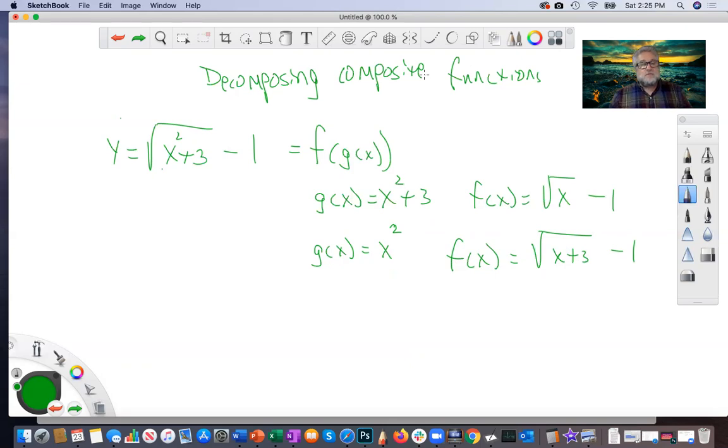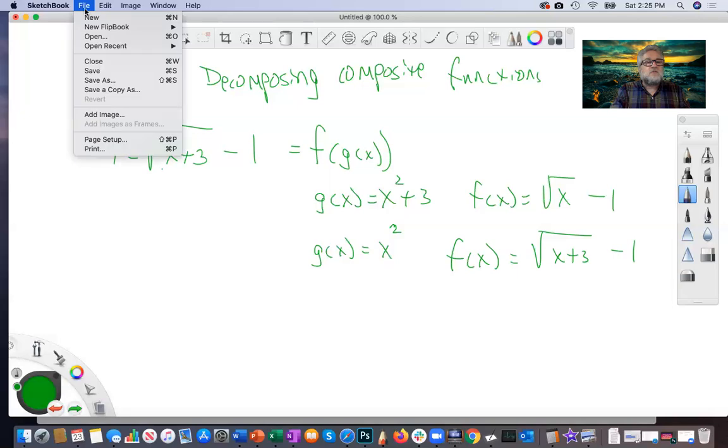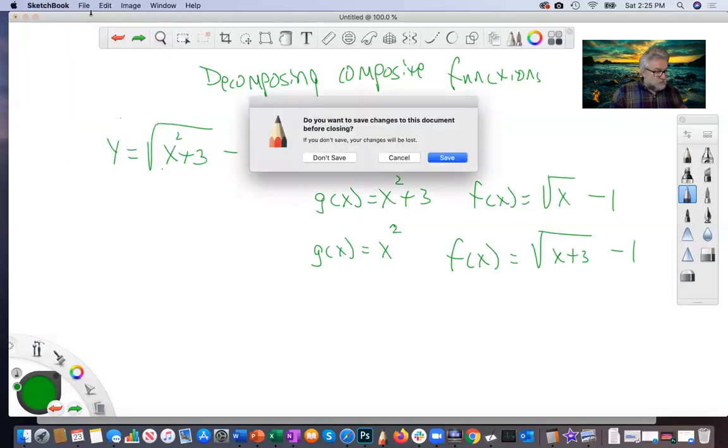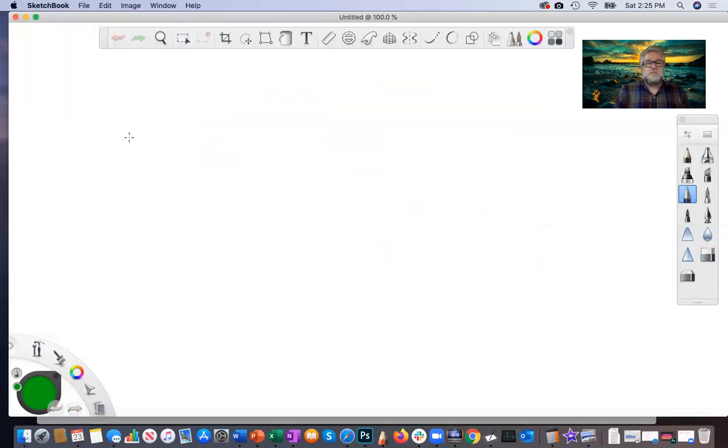And so you just got to be creative about it, and you got to look at it and think, what's the pattern here that I see, and how can I separate it into two different things?